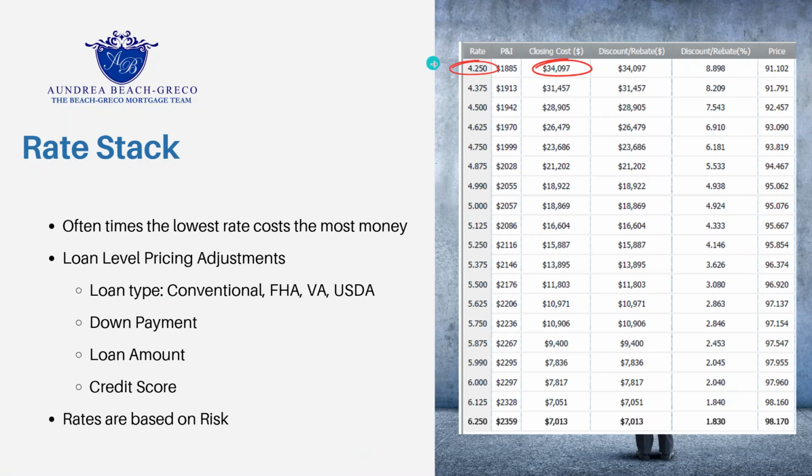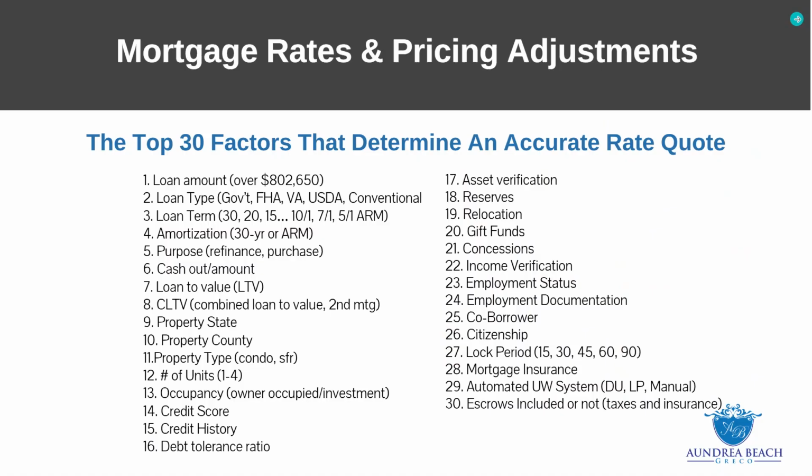The cost of that, again, is based upon things that we call loan level pricing adjustments. There's a bunch of them that affect interest rates, and most of the time, interest rates are based upon risk. So here is an example of factors that affect interest rates. When someone says, what's your rate? It depends largely on the loan amount, the type of loan, the purpose, the loan to value, the state, the county, the type of property, the occupancy, your credit score, your assets, your income, if there's concessions, the lock period, whether there's mortgage insurance or not, or escrows. All of these things affect interest rates.